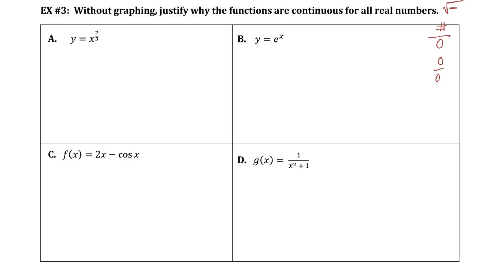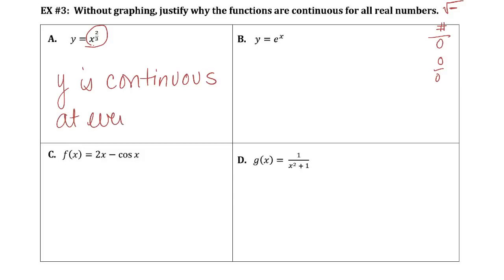So let's look at x to the 2/3. Well, x to the 2/3, I'm not taking a square root here, it's a cube root, so that's okay. Nothing wrong with that. It's not a number over 0 or 0 over 0. So here, we're going to be fine with that. Y is continuous at every real number. And a lot of times they'll call it every real number x.